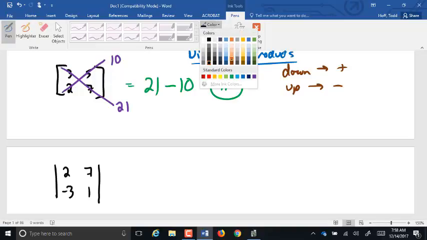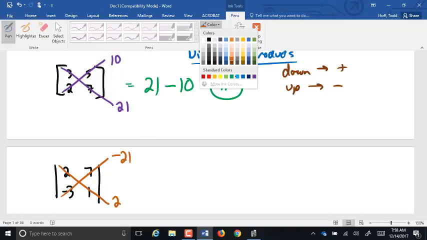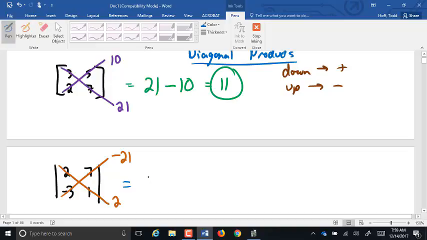So when I have those straight brackets, I can jump right in. What am I going to do first? 2 times 1 is 2. Negative 3 times 7 is negative 21. And then when I combine them, it's 2 minus a negative 21. That's a 23 determinant.